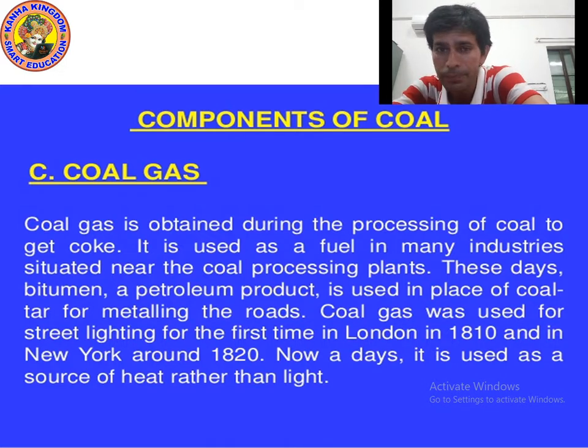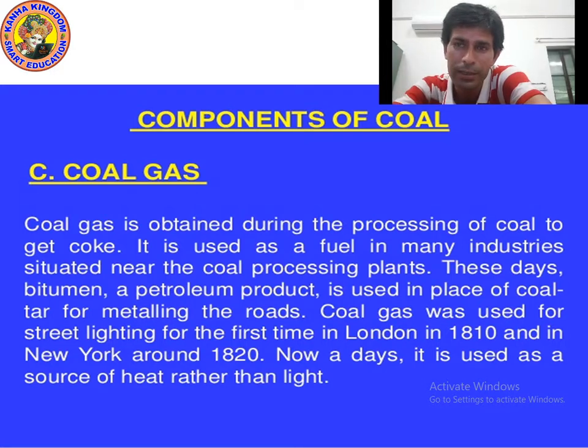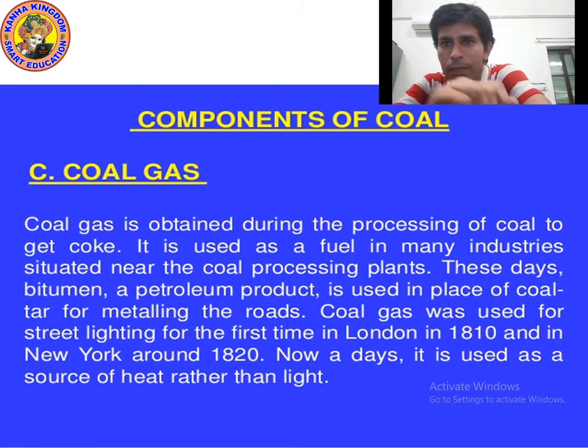So I hope you understood coal gas. If you have not attended the previous class, then please write down. Coal gas is obtained during the processing of coal to get coke. It is used as a fuel in many industries situated near the coal processing plants. Coal gas was used for street lighting for the first time in London in 1810 and in New York around 1820. Nowadays, it is used as a source of heat rather than light. Now, let's move on to the next point.